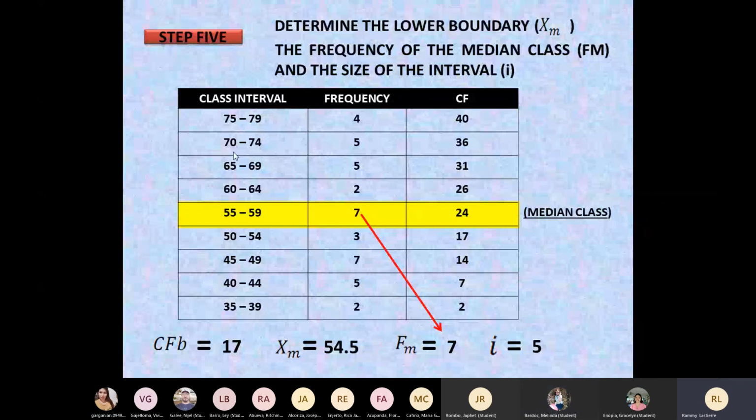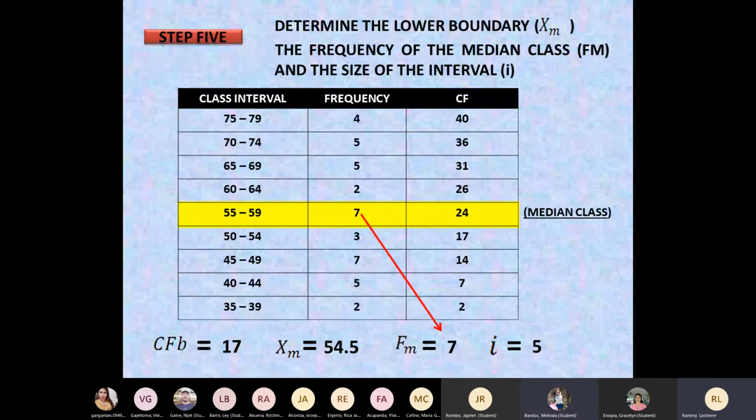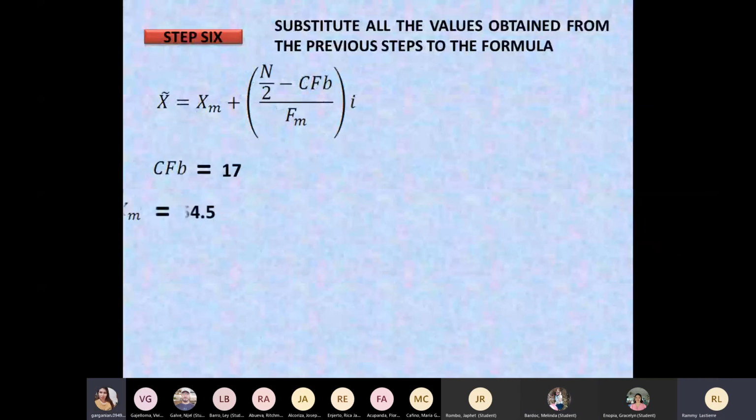75 minus 70 is 5. 70 minus 65 is 5. Pwede. Okay? Then, that is the time to substitute in our formula to find the median class. Ito na.